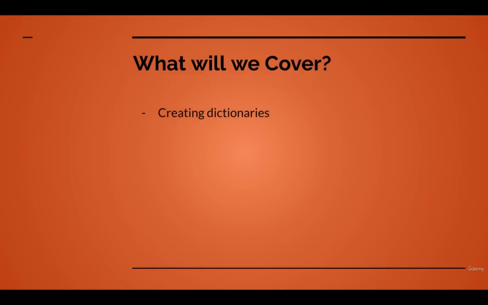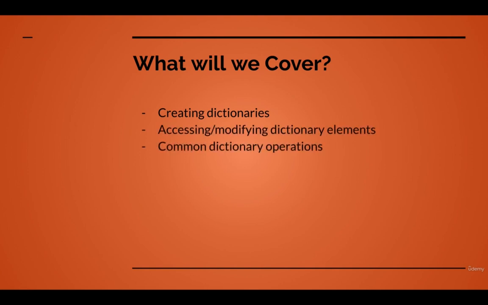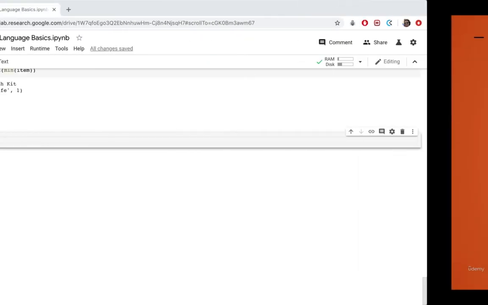We're just going to start by creating some dictionaries, then we'll talk about how to access and modify dictionary elements, and then just like before, we'll go over some common dictionary operations. Now dictionaries are a little more complex, there are lots of operations. We'll again just cover the more basic ones, the ones that we'll find ourselves using more often. If you want to learn more afterwards, then turn to the docs. So let's head on over to the code.